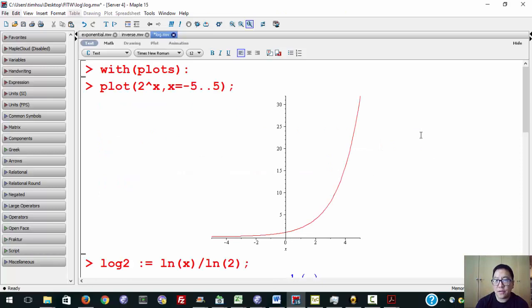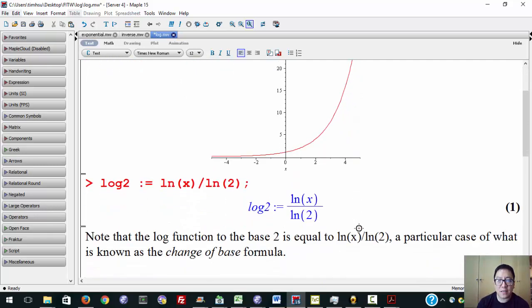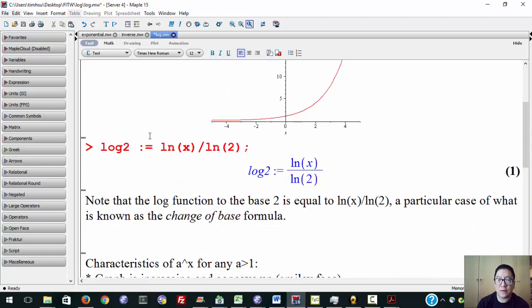Okay, so now turning to certain key global properties of the log function, let me remind you that the graph of 2 to the x looks like this. And so it turns out that the inverse function of 2 to the x, or the log to the base 2, can be written as the natural log of x over the natural log of 2. This is a special case of what is known as the change of base formula, but I'm happy if you just take my word for it.